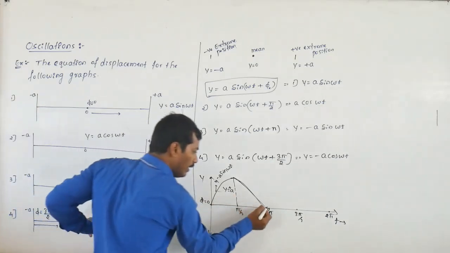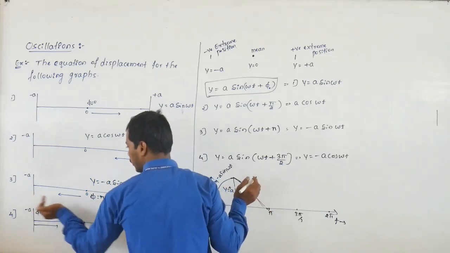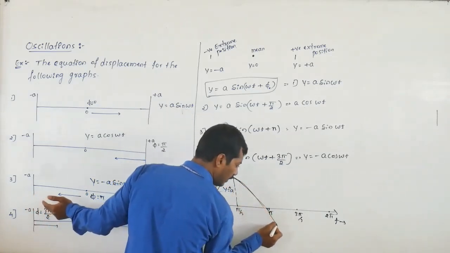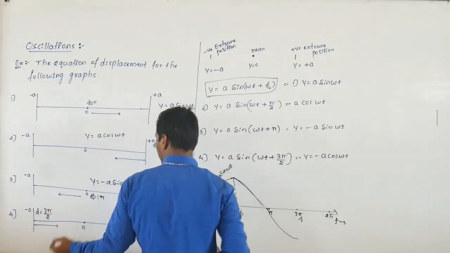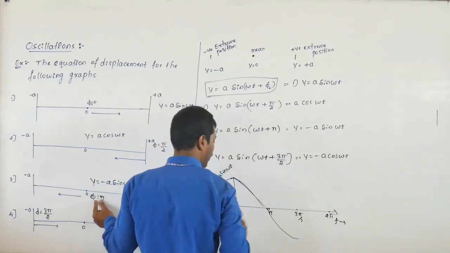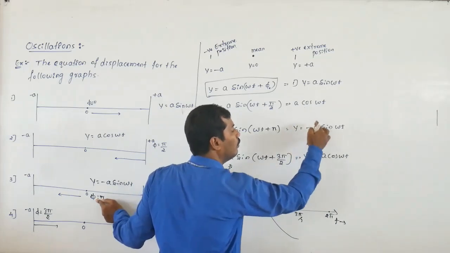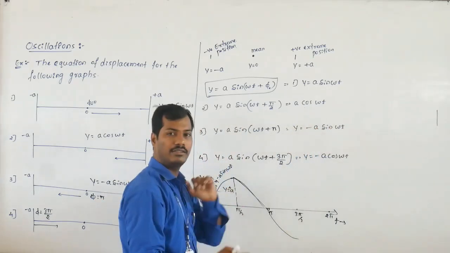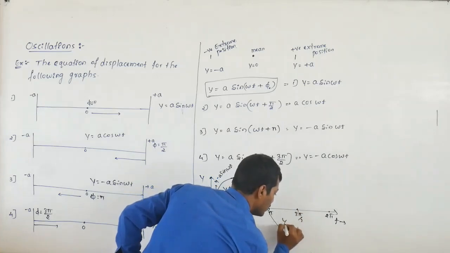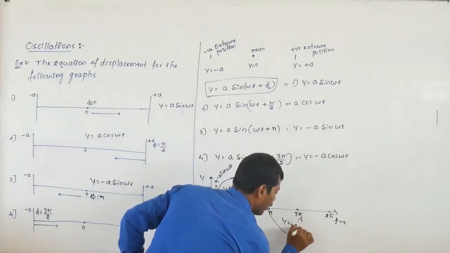Here it is moving in a negative direction, like this. Then what is the angle here? It is pi. If it is pi, then the equation is minus a into sine omega t, because it is the negative direction. Here y is equal to minus a.